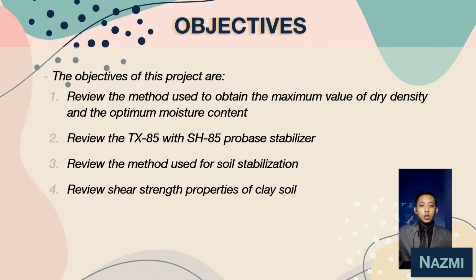There are four objectives for this paper review. First, review the method used to obtain the maximum value of dry density and the optimum moisture content. Secondly, review TX85 and SH85 as stabilizers. Third, review the method used for soil stabilization, and lastly, review shear strength properties of clay soil.